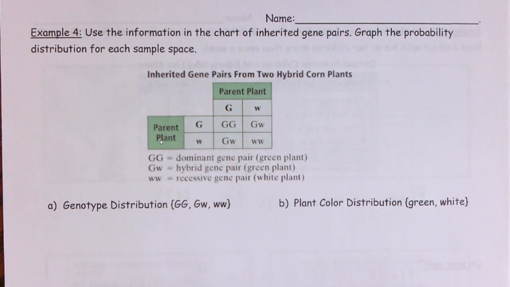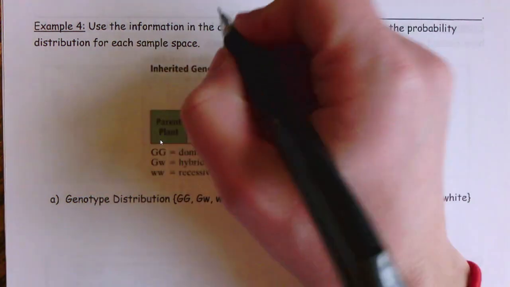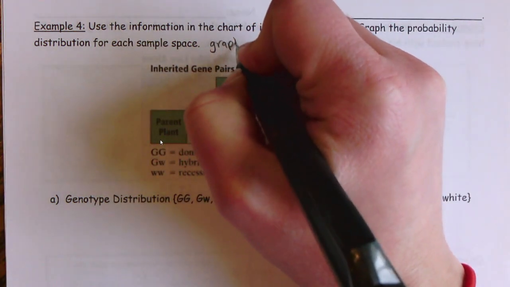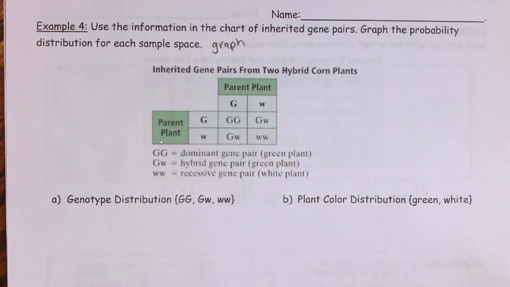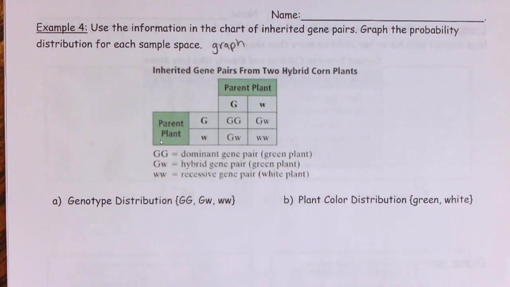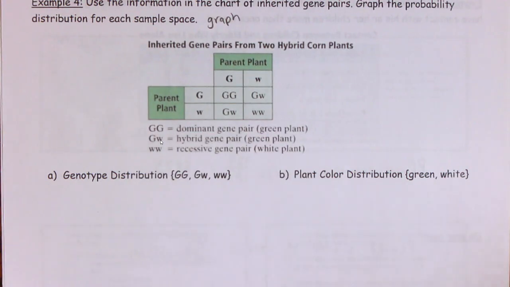So what I want to do is I'm going to let you guys do this on your own. And I would like you to make a probability distribution. So make a graph for each of them. Okay, so the probabilities will go up the side and then the types will go on the bottom. So go ahead and try to make those graphs on your own, and then we can go over it together.